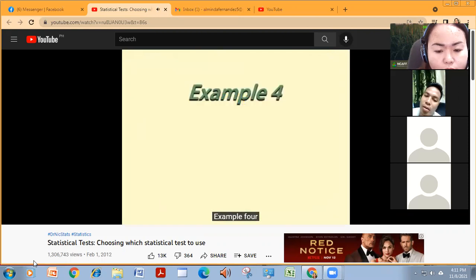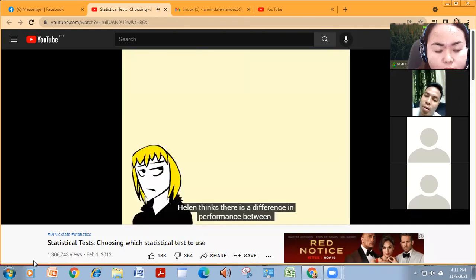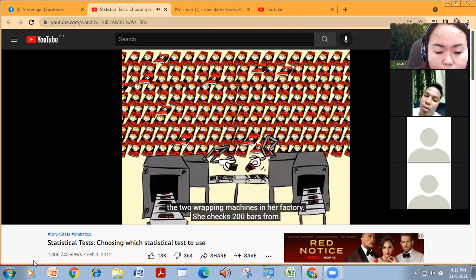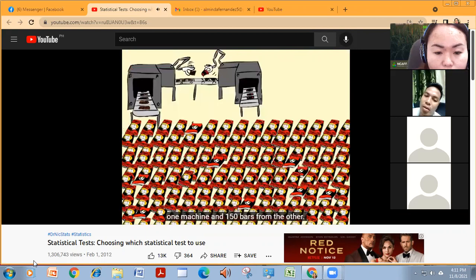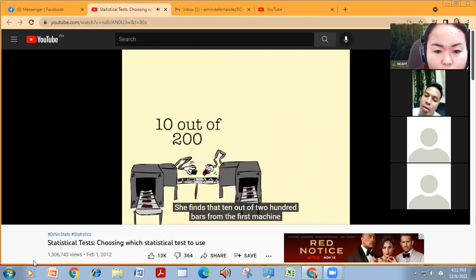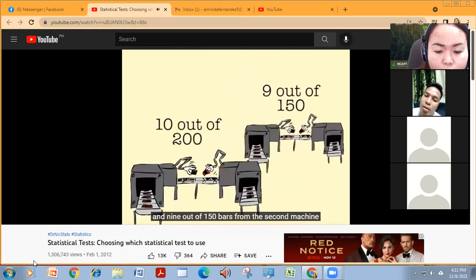Example 4. Defective wrapping from 2 wrapping machines. Helen thinks there is a difference in performance between the 2 chocolate wrapping machines in her factory. She checks 200 bars from one machine and 150 bars from the other. For each bar she is seeing if the wrapping is satisfactory or not. She finds that 10 out of 200 bars from the first machine and 9 out of 150 bars from the second machine are badly wrapped.